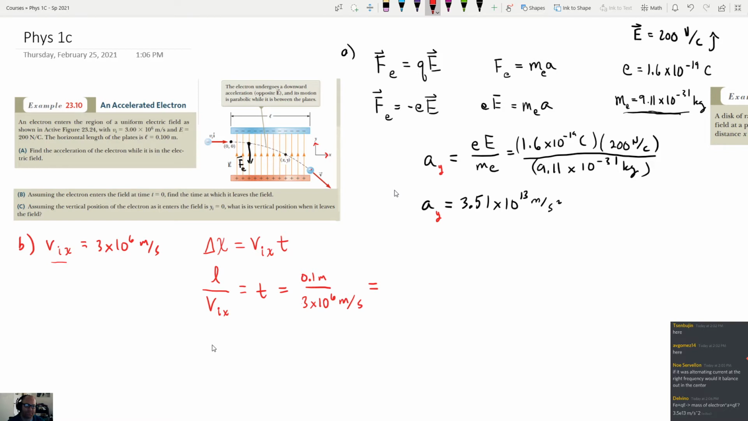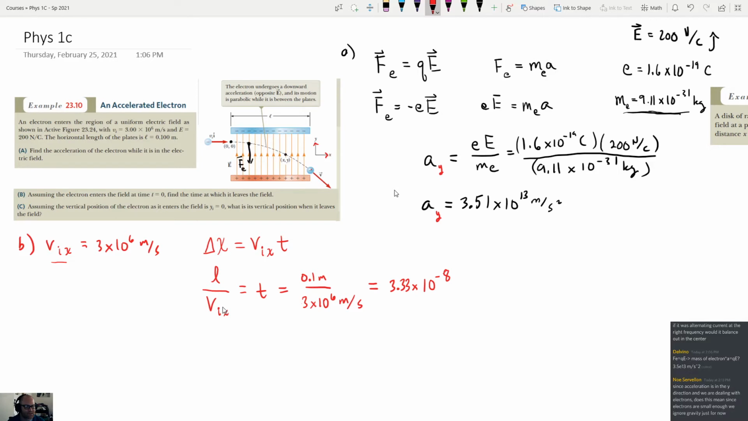What's this going to be? .3. Is it times 10 to the minus 8 or 10 to the minus 7? Minus 8. Okay. That's what I thought. Let's write one more digit. I don't like doing just 2 digits.